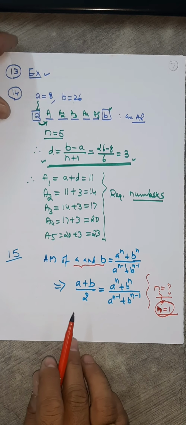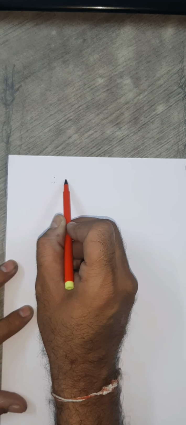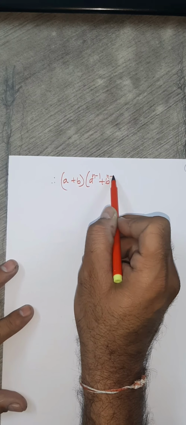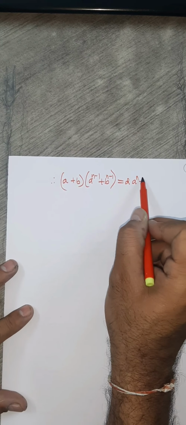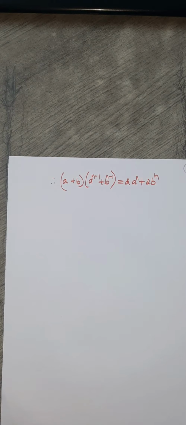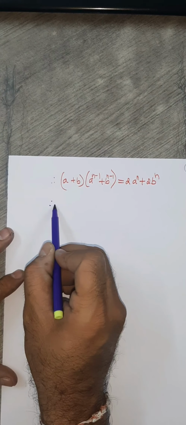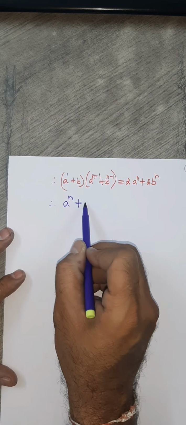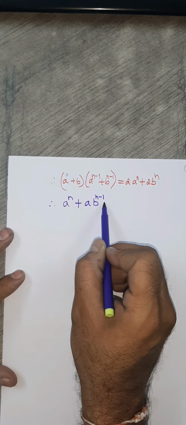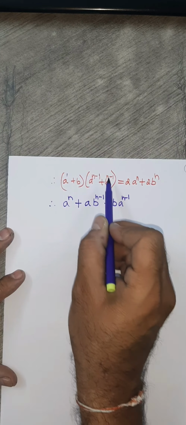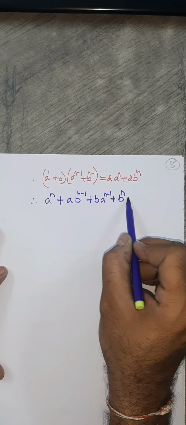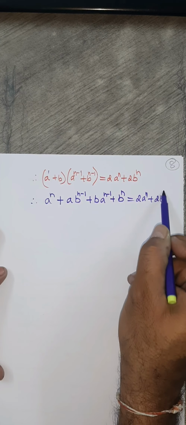Fine? Okay. Now we will prove it. So what we do? We just take the cross multiplication. So what I'll get on the left hand side? A plus B into A raised to n minus 1 plus B raised to n minus 1 equals twice A raised to n plus twice B raised to n. What we did? We have just taken the cross multiplication. Let's open this. A raised to 1, A raised to n minus 1, that is A raised to n. A as it is, B raised to n minus 1. Here B as it is, A raised to n minus 1. B raised to n minus 1 and B raised to 1, that is just B raised to n. Equals twice A raised to n plus twice B raised to n.